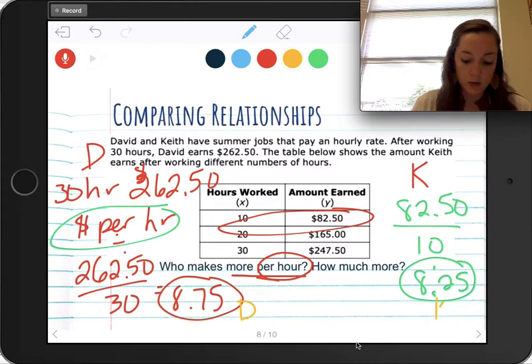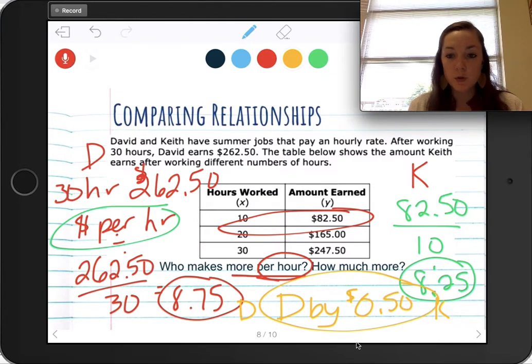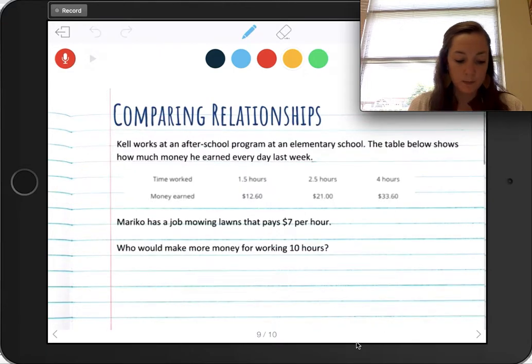So, David or Keith, who makes more? Well, David makes more by how much? $8.75, $8.25. Well, he makes more by 50 cents. Okay? And if it was multiple choice, you could obviously select the answer.